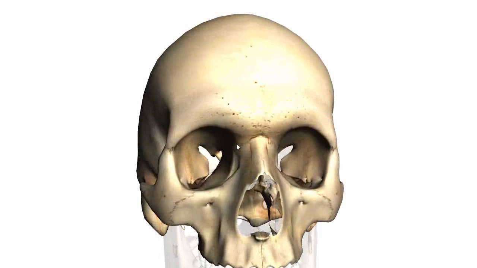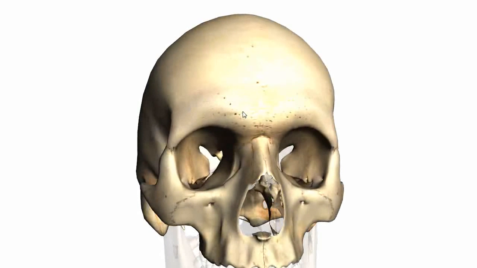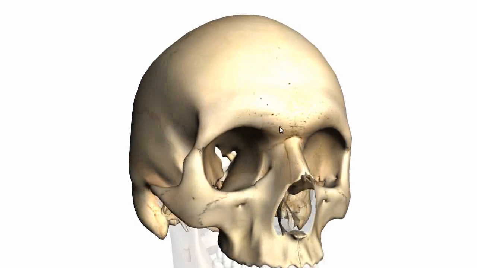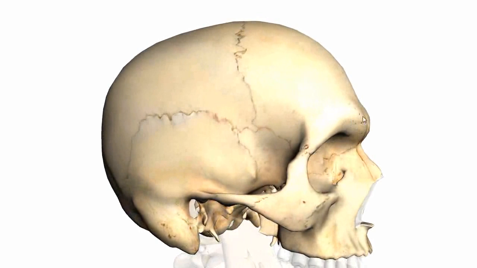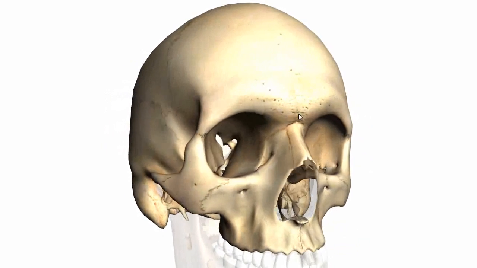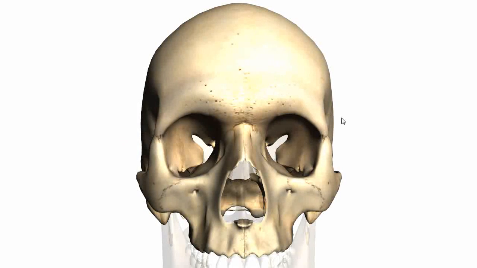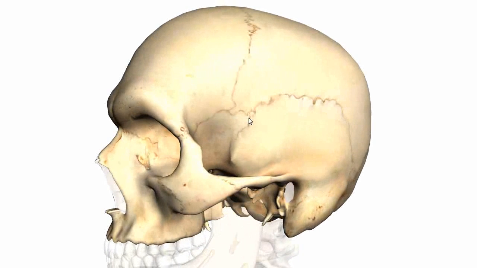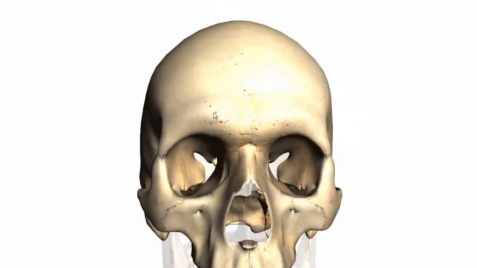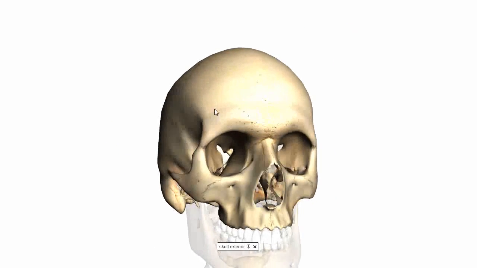So just some things to point out. You can see these ridges here just above the orbit. Not so clear, but you can make them out. These arches here are called the superciliary arches, and they're more prominent in males than females. And this angle here is quite good because you can see this little depression where the superciliary arches meet. This is called the glabella. So that's the frontal bone.